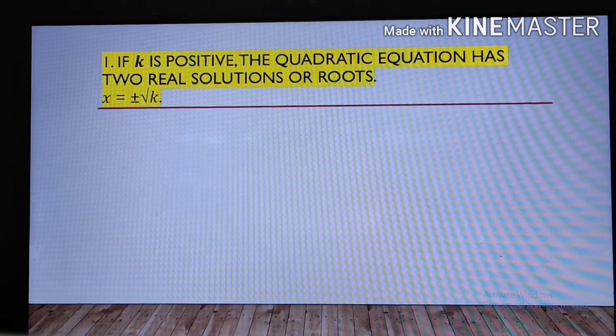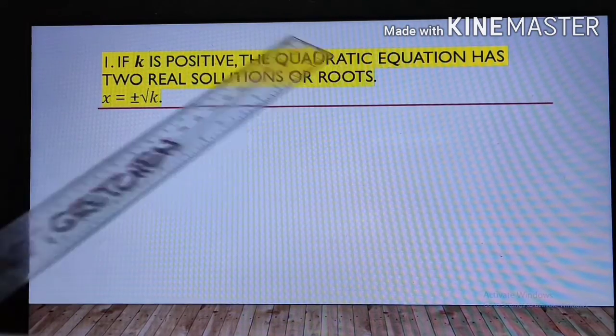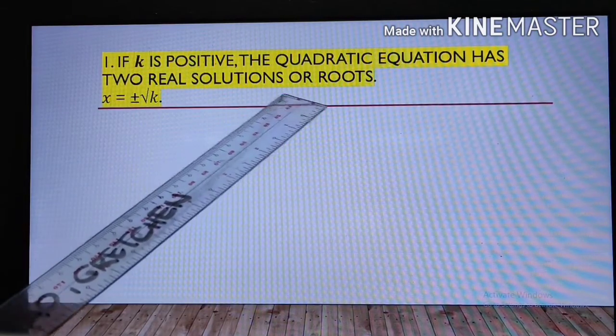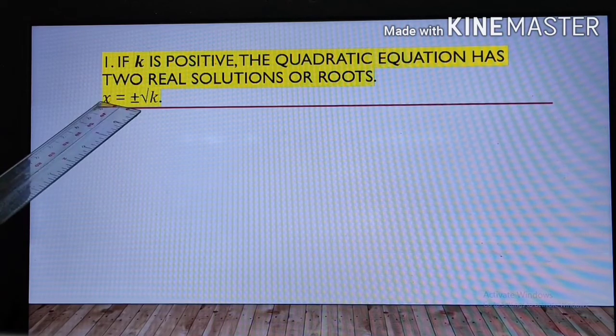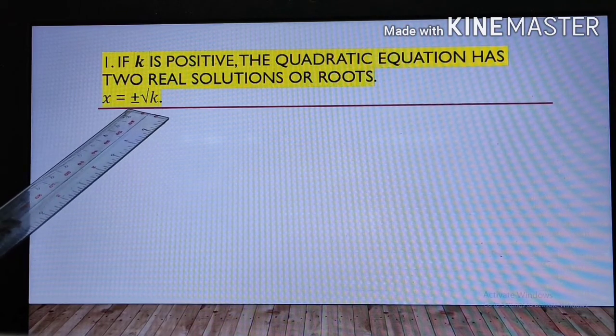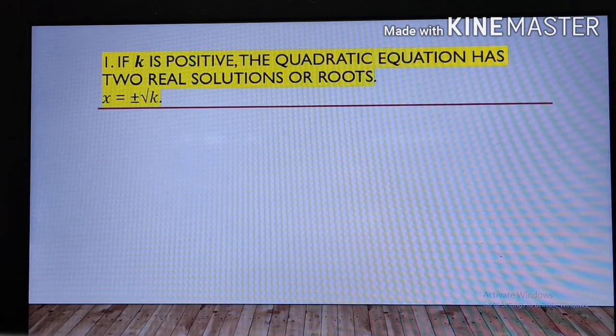if k is positive, the quadratic equation has two real solutions or roots: x is equal to plus or minus the square root of k. So the k is the constant term in the given quadratic equation. So if the k is positive, it means that the quadratic equation has two real solutions or roots.